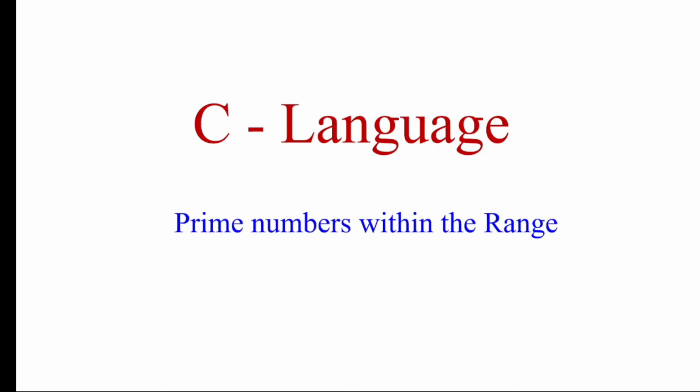Hi everyone, in this video I want to explain a C program to display prime numbers within the given range. It is a very important program. I want to explain each and every point very clearly. Please don't memorize anything. Try to understand each and everything.